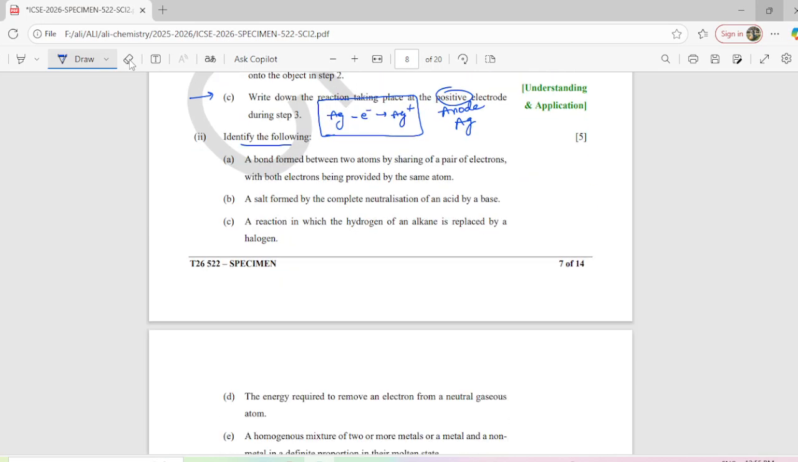Identify the following. The bond formed between 2 atoms by sharing of a pair of electrons, with both electrons being provided by the same atom. So it is nothing but coordinate covalent bond, or coordinate bond, because both electrons are coming from the same atom.